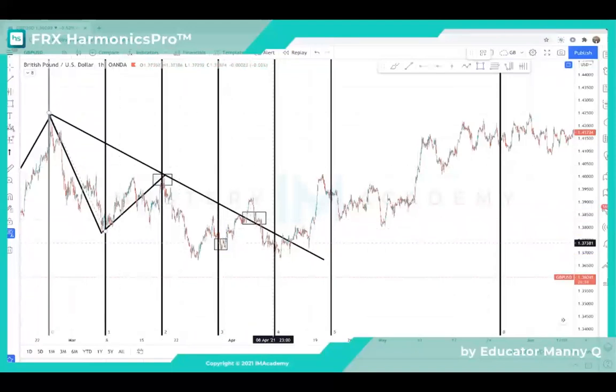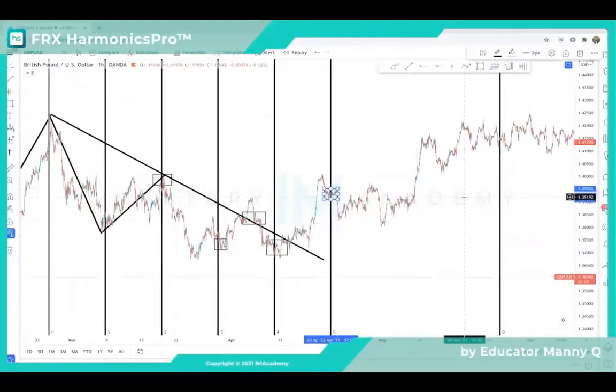And look at over here. Here goes another time elapse. And when the market crossed over, it went up. Look at this time elapse here. The market crossed over and it started going lower, right?